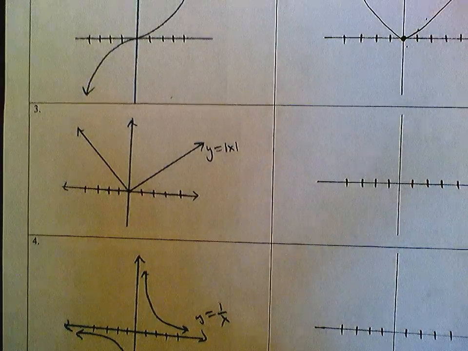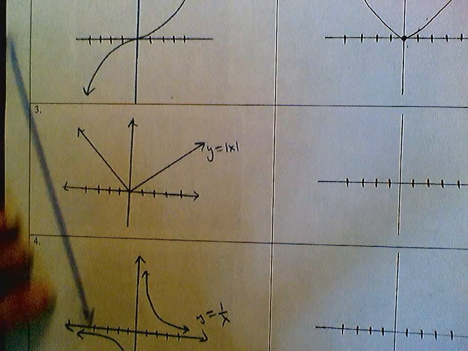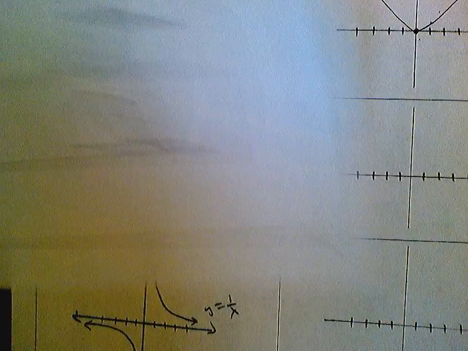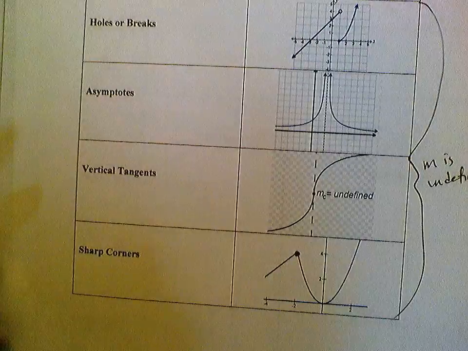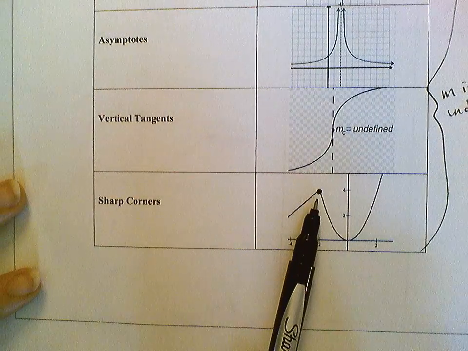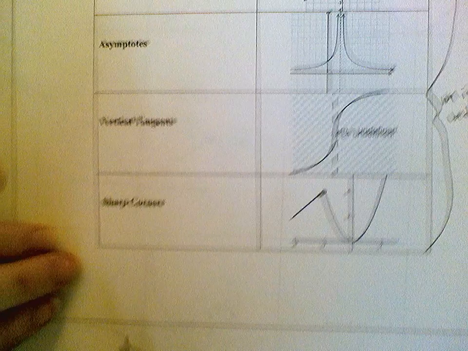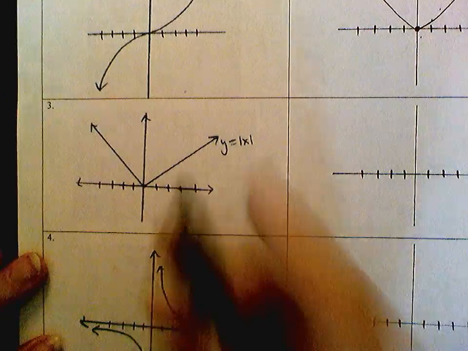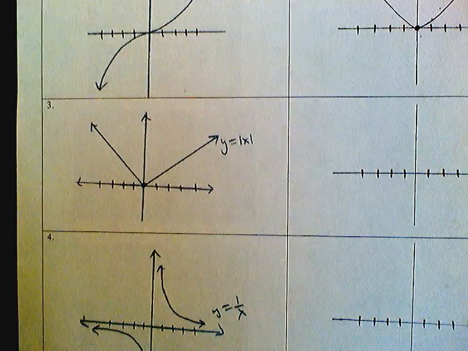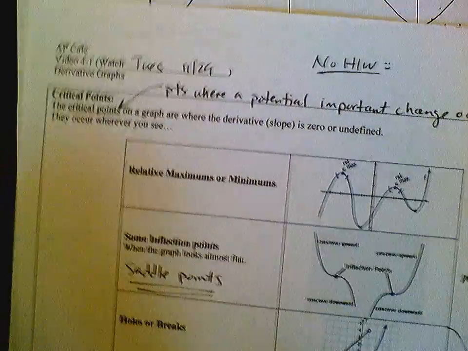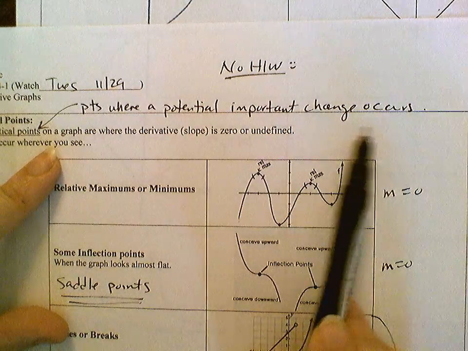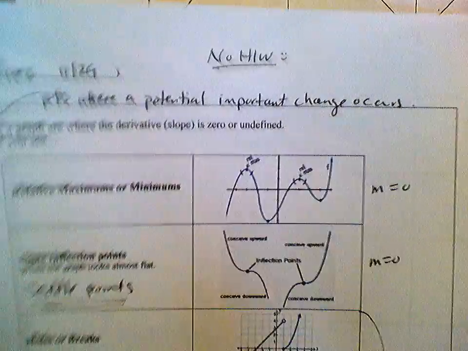Okay, guys, almost done. Now this one here, where do I have a critical point? I'm going to think about that first. And sharp corners, any sharp corners, guys, the derivative is undefined there. So this is going to be a critical point right there because the derivative is undefined because that's a sharp corner. And critical points are important because they are points where a potential important change occurs.